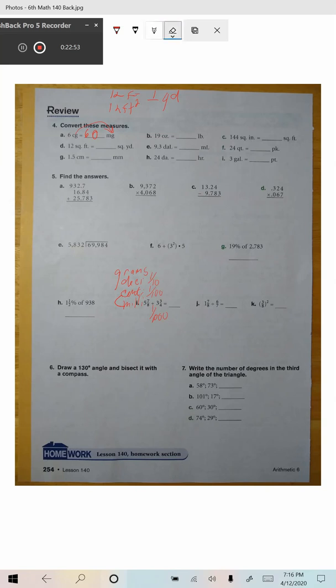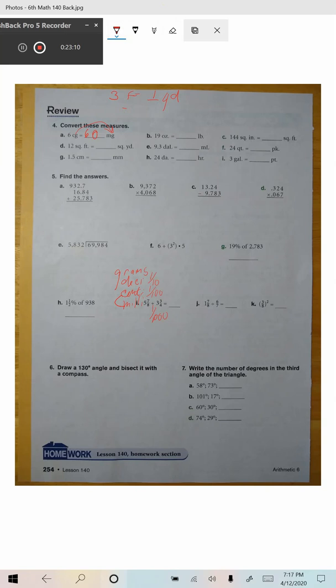Rewind. Let's try this again. 3 feet equal a yard. I was thinking inches. Sorry. You're thinking, poor Mrs. Kenny. She's getting old. Okay. There we go.